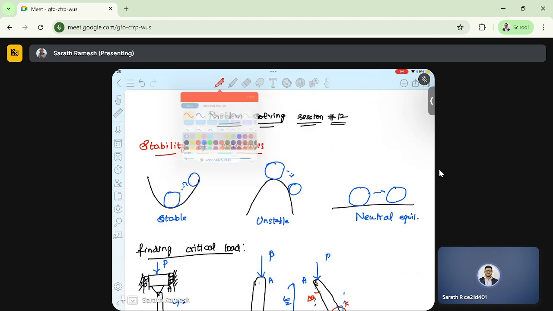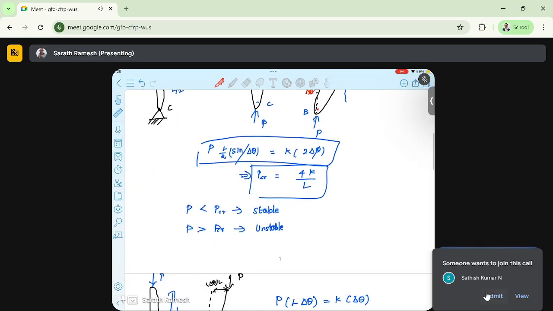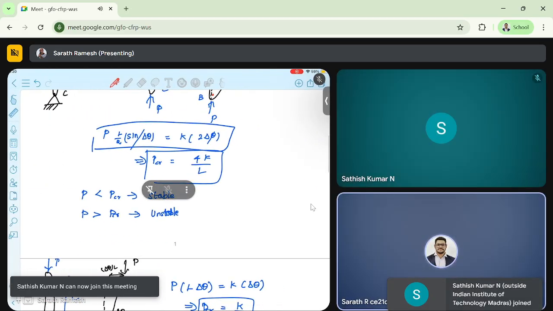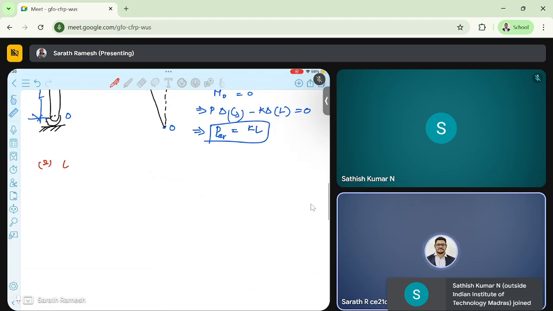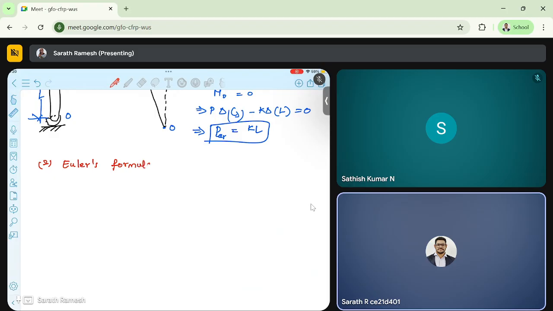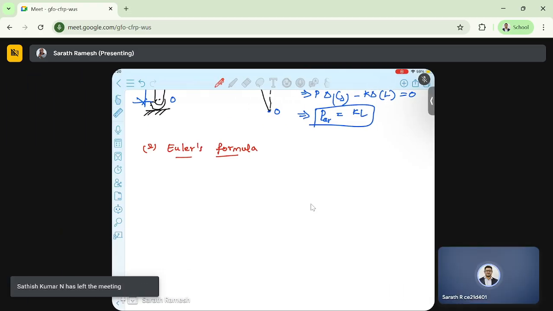This was the first topic, and this is the second topic: Euler's formula. Before going to the problem, let me write the formula, how it came about, and then we'll go back.